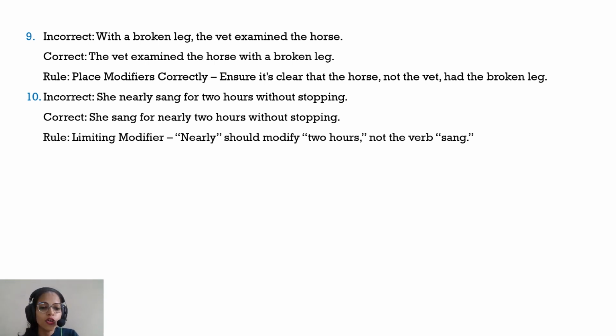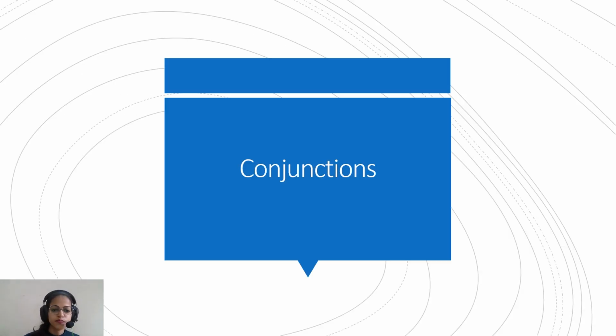She nearly sang for 2 hours without stopping. Again, "nearly" is not modifying her singing, it is modifying the time. So she sang for nearly 2 hours without stopping. So "nearly" should be placed before "2 hours". Okay, I hope it is clear now and we can move towards conjunctions.